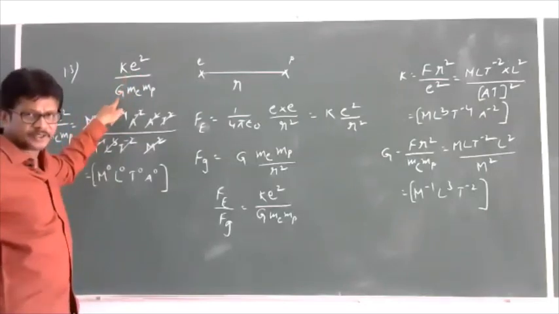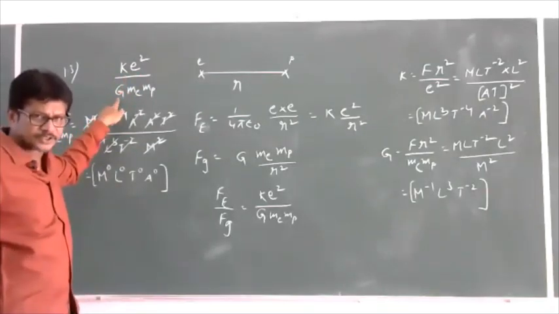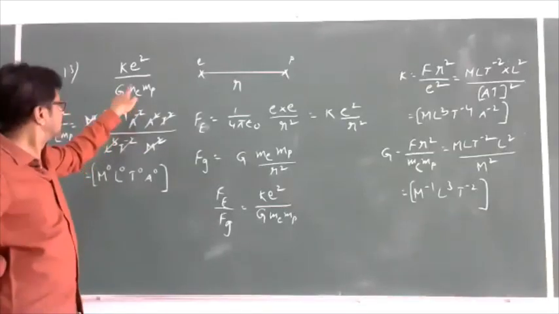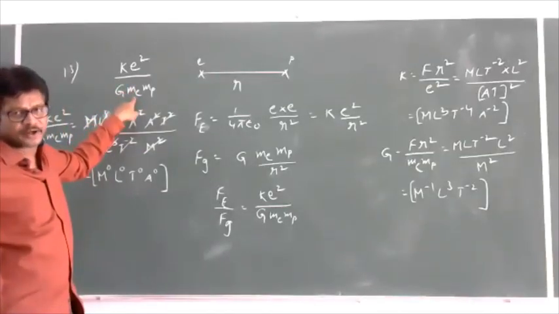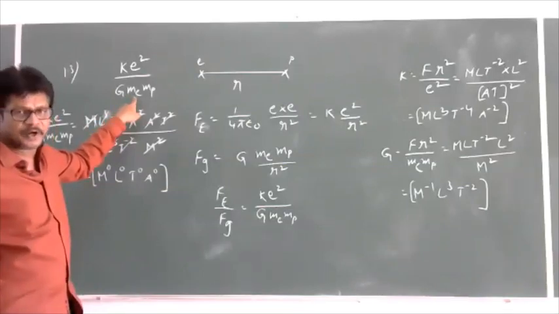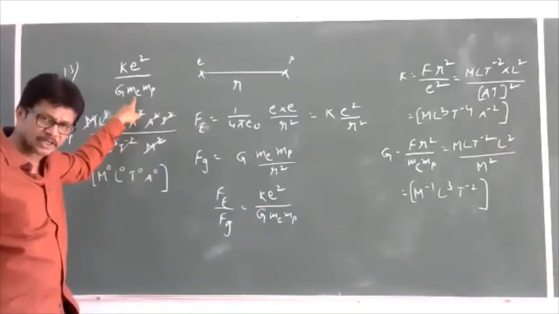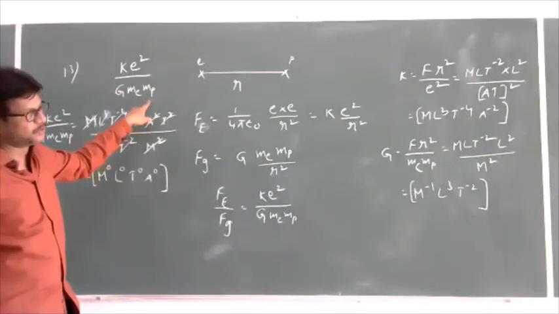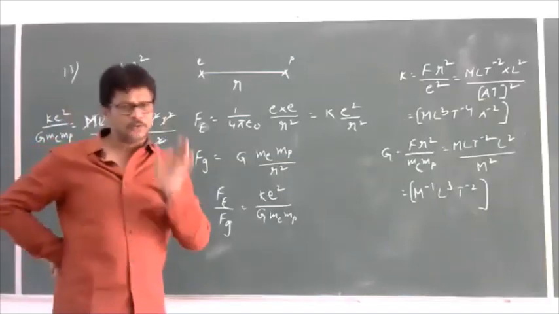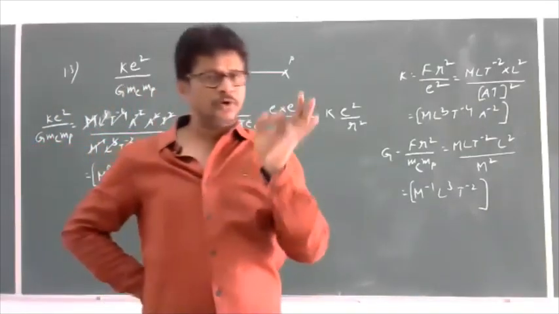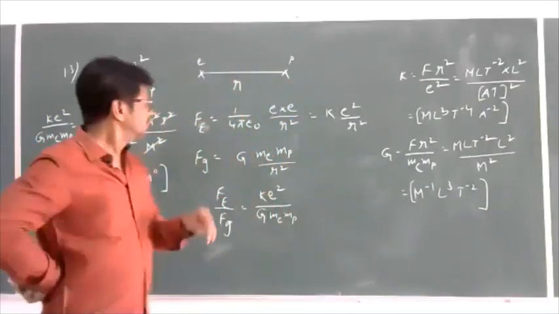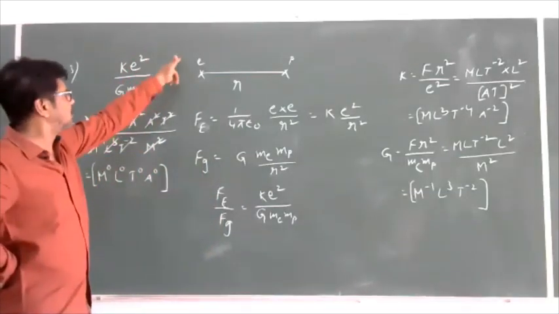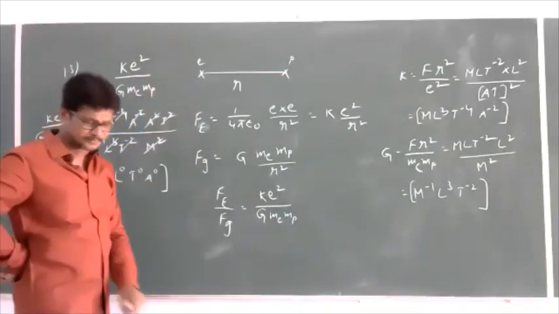G is nothing but the universal gravitational constant. Its value is 6.64 into 10 to the power of minus 12. M is the mass of an electron. Its value is 9.1 into 10 to the power of minus 31 kg. MP is the mass of a proton. Its value is approximately 1.6 into 10 to the power of minus 24 kg. You substitute all these values and try to get its value. Okay, we can do it.